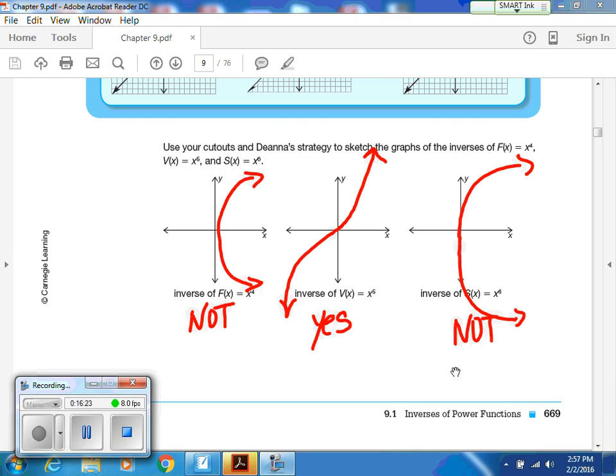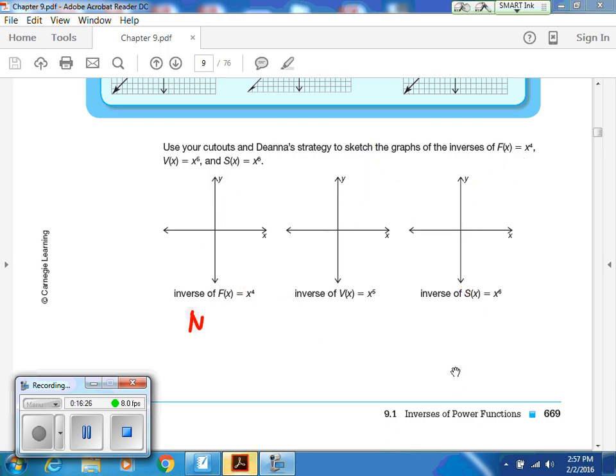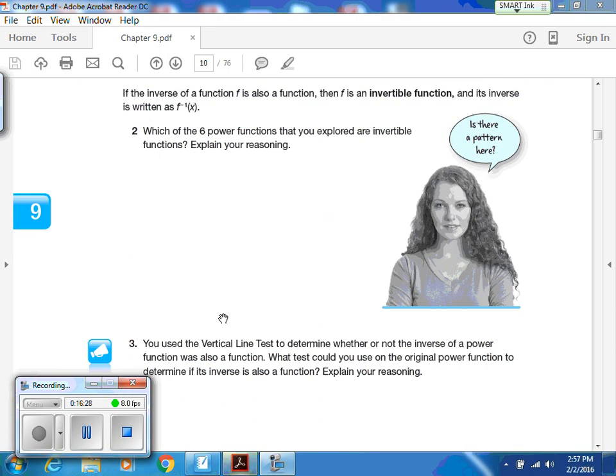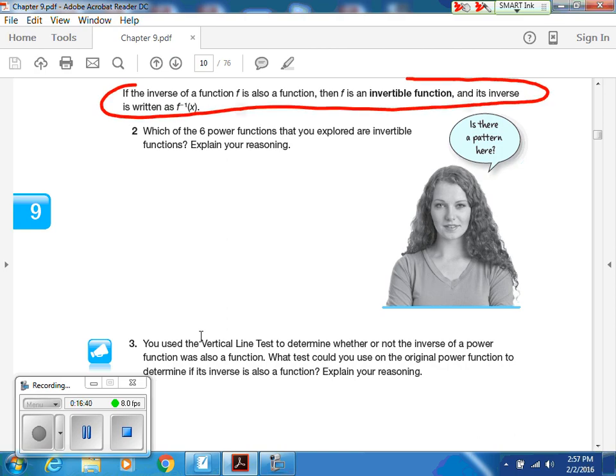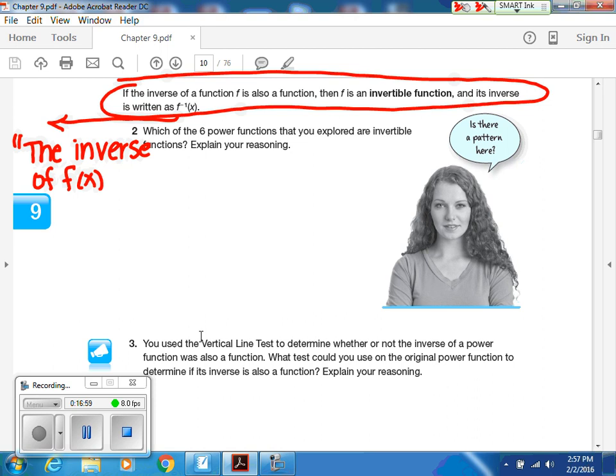We need to see the definition on the next page. If the inverse of the function is also a function, then it's called an invertible function. And its inverse is written like this with this little -1. But you don't say the -1. If you wanted to say that, you would say the inverse of f of x. But that's a lot to say, so we just write it like that.